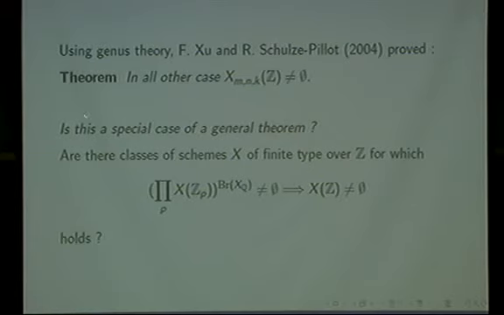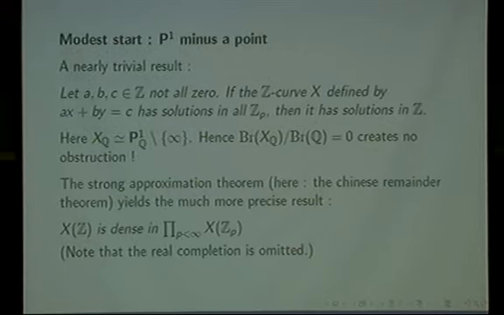And so the question was, is this a special case of a general theorem? So are there classes of schemes X over Z for which we have this implication? Of course, with integral points, we have to be less ambitious than with rational points. Okay? And so you make a modest start. You look at P1 minus a point. Okay? You start with the simplest variety.